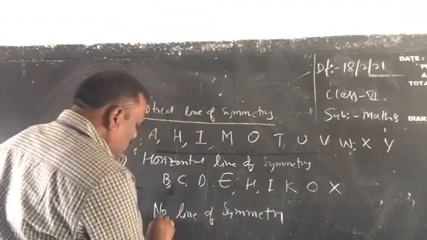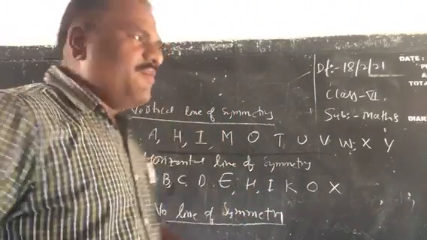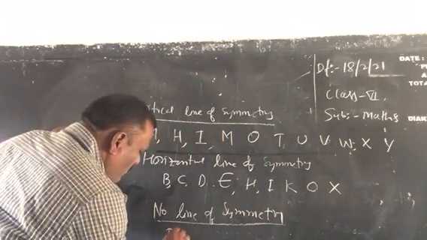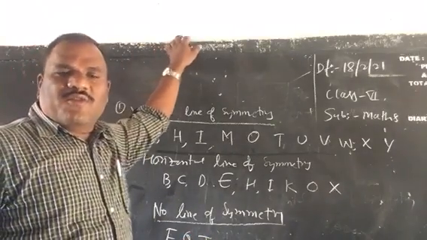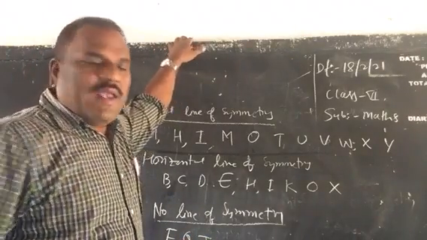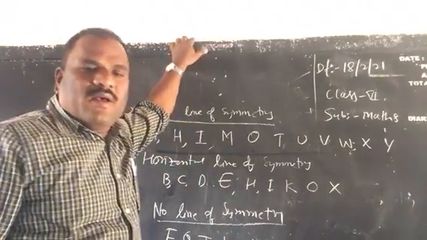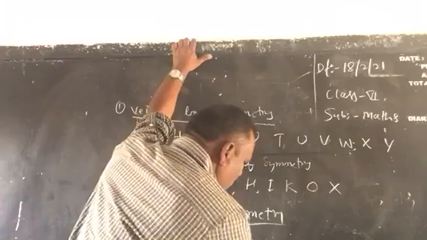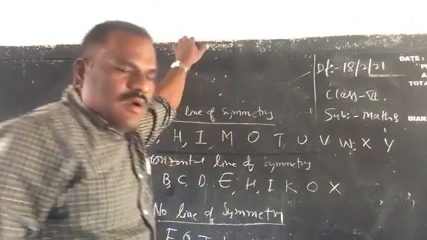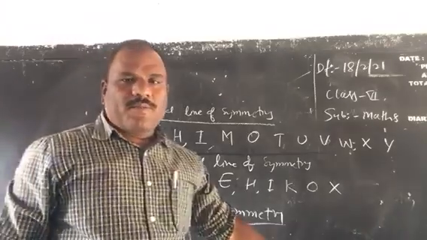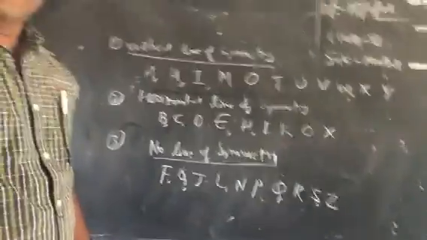No line of symmetry. Which letters do not have any line of symmetry? F, G, J, L, N, P, and also Q, R, S, Z. So these have no line of symmetry, children.